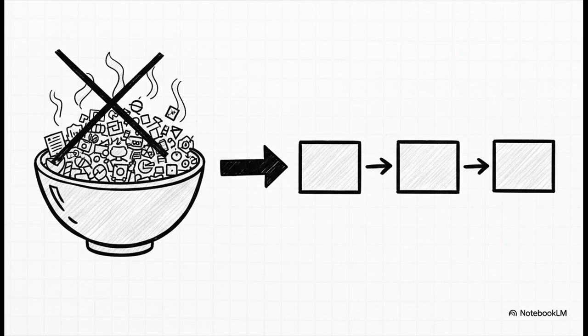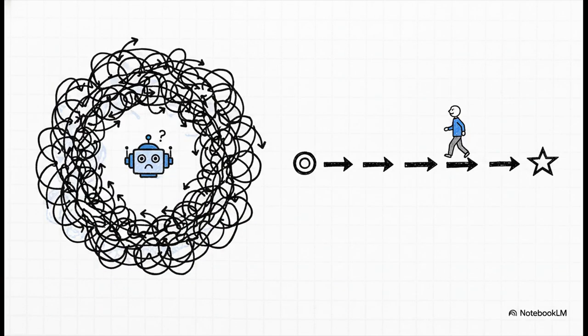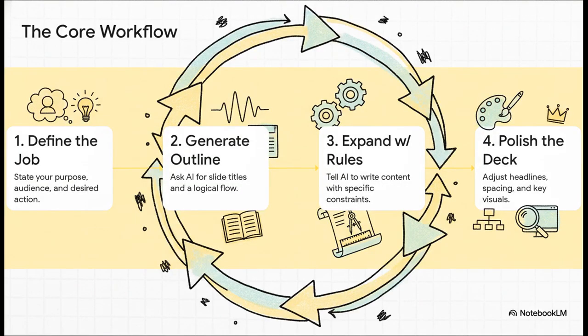So how do you avoid that slide soup? Well, it all comes down to one powerful principle. It's this simple. Plan first, then you generate. And you always do the final polish. All right, let's turn that principle into a practical workflow you can actually use every single time. This 4-step process keeps you focused, and it saves you from endlessly hitting regenerate.